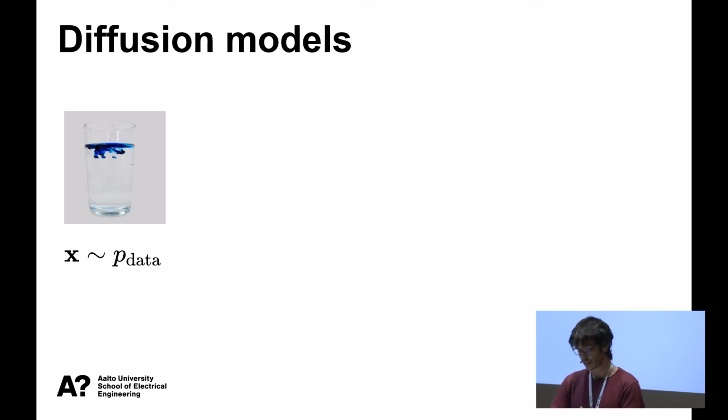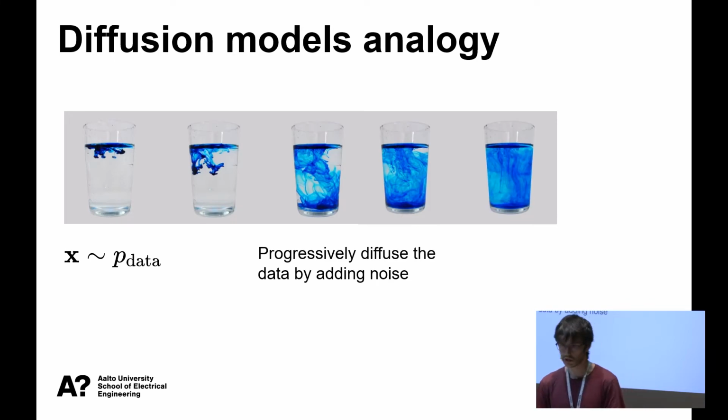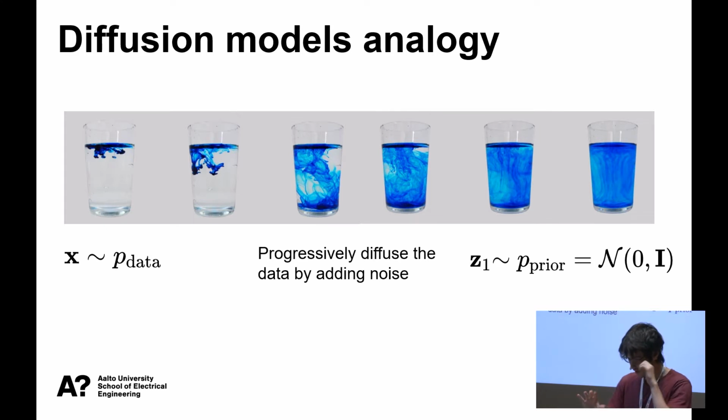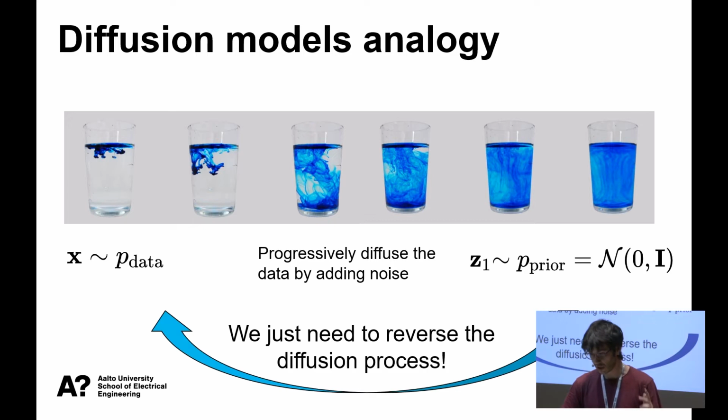diffuse this data distribution in a way that you know. So in the language of DSP, it would mean just adding some noise to it, some Gaussian noise, until, asymptotically, you will arrive at a distribution, well, a prior distribution that you can sample from. So once we have defined this diffusion process, the only thing that we need to do is to learn to reverse it.